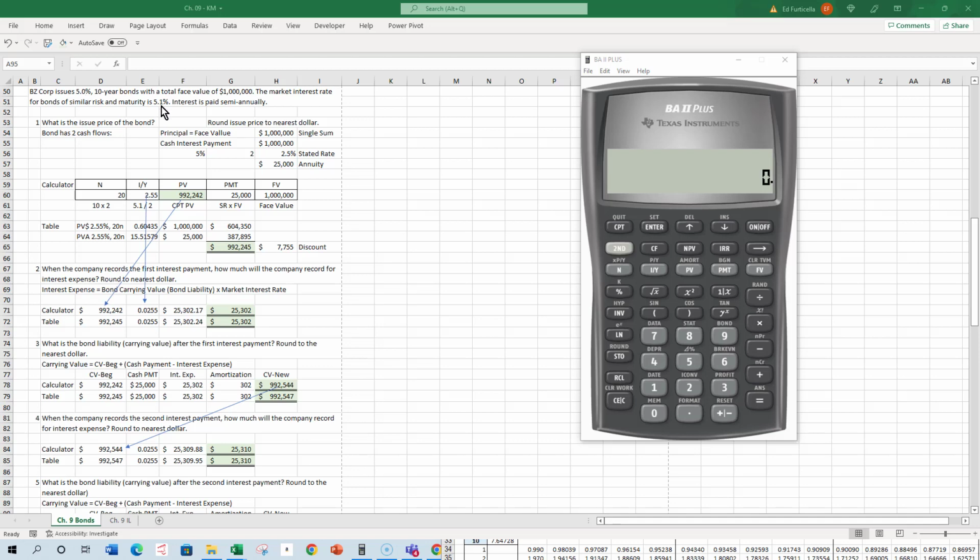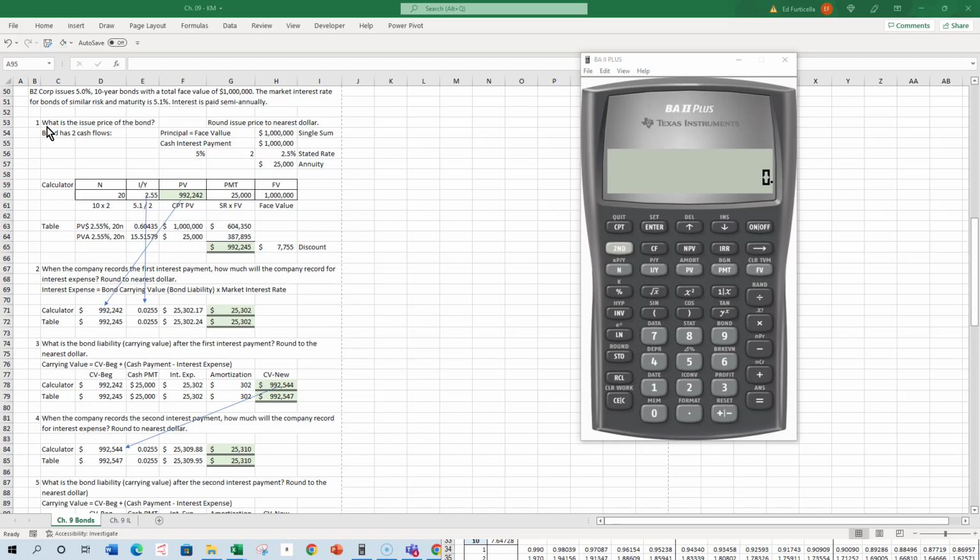Since the stated rate is less than the market rate, we will receive less than the face value for the bond. In other words, the price or the value of the bond is not $1 million. It's something less, and the reason it's less is because the stated rate is less than the market rate, and investors expect a return that's at least equal to the market rate. First thing we want to do is calculate the value of the bond, or the price of the bond.